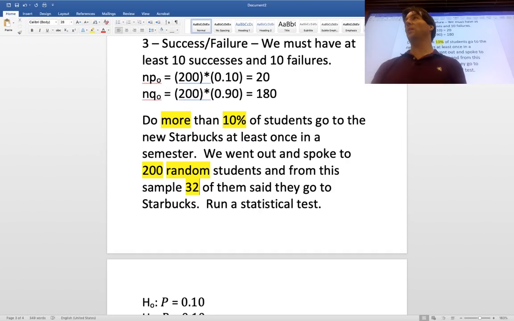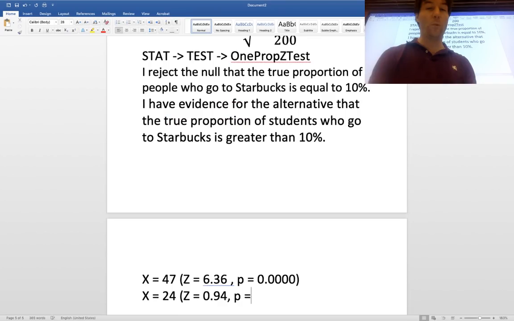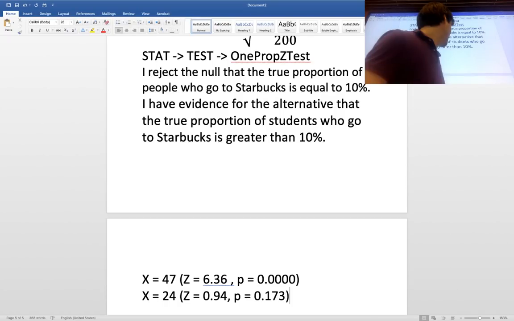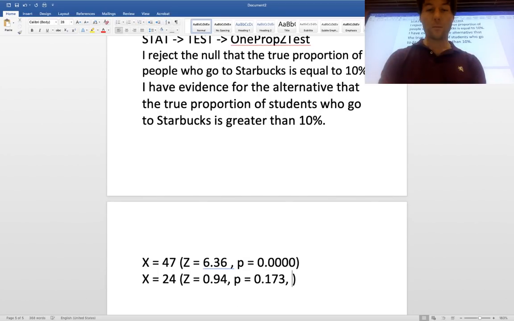And then we gave 24 in X. X at 24 gave a z-score of 0.94, right? And then a p-value equal to 0.173, I think. And that would be not reject, fail to reject. Does this shorthand make sense that I'm writing right here? Fail to reject right there.